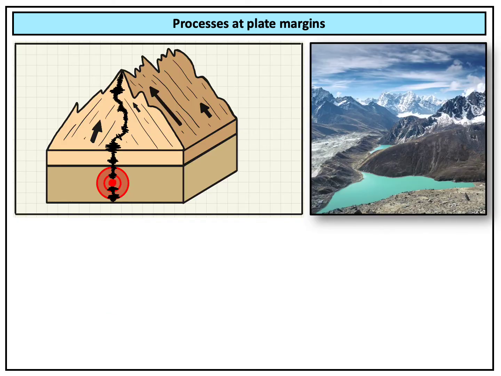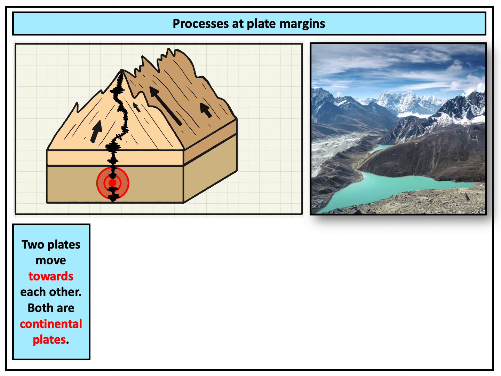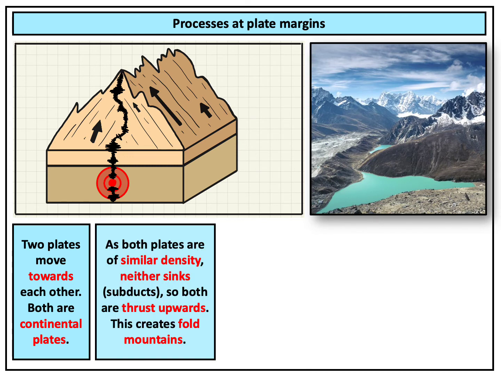Right, so the first one is where two plates move towards each other. They are both continental plates. So this is your destructive collision plate boundary. Both of the plates are of similar density, so they weigh pretty much the same amount. They're of similar rock types, rock weight.